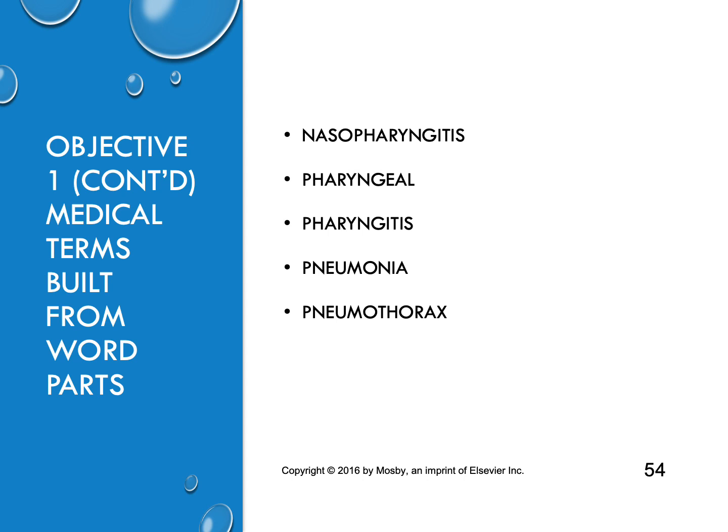So what other terms can we build? Well, we can build terms like nasopharyngitis, which is inflammation of the nose and pharynx. Pharyngeal, which is pertaining to the what? The pharynx. Pharyngitis, which is inflammation of the pharynx. Pneumonia, which is a condition of the lung or breathing. And then we have pneumothorax, right? The chest and the lung.